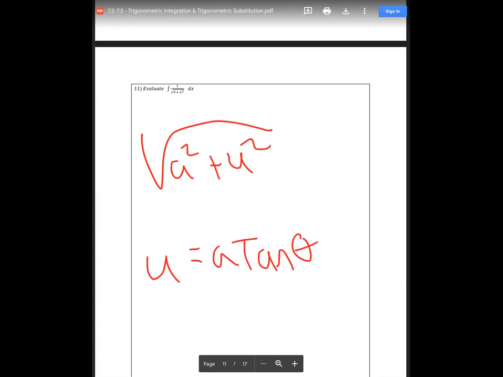And the difference between the previous one is that now there's a plus. So for this particular problem, notice how there's a plus there. In this problem, a would be 3, u would be x, and then we would know that x is equal to 3 tangent of theta. But that's just the first part of this problem.